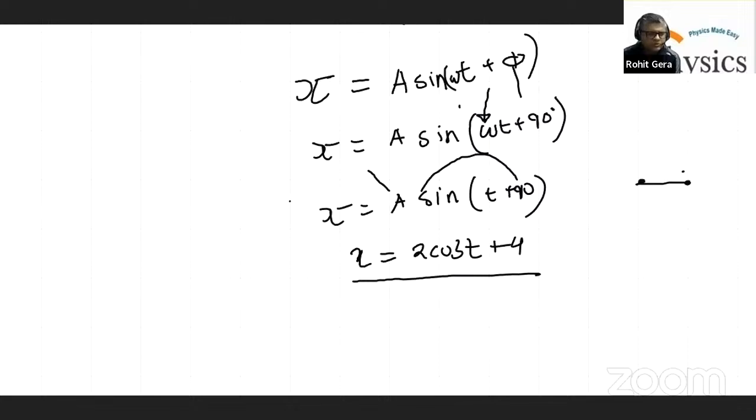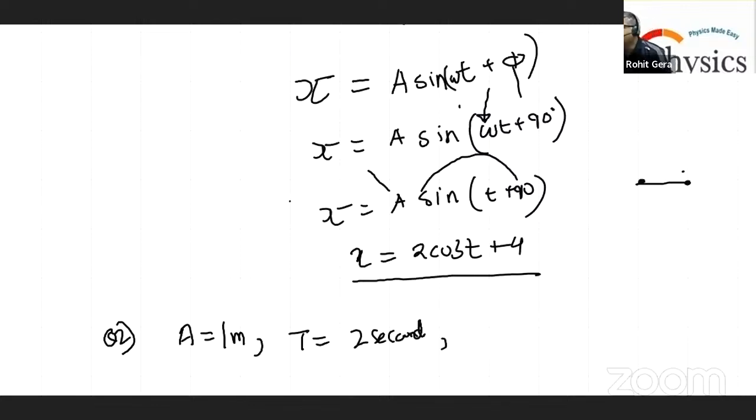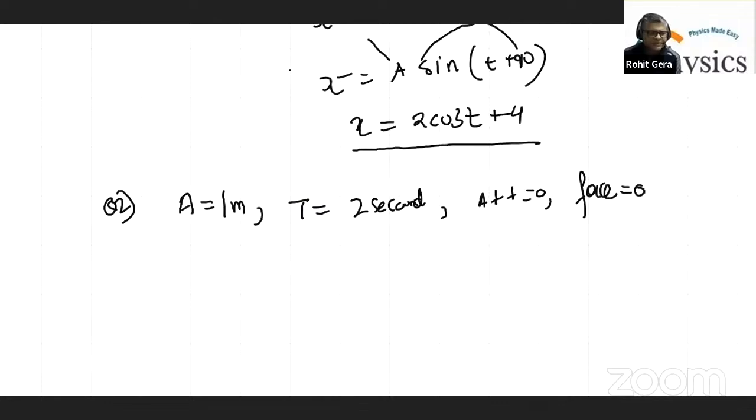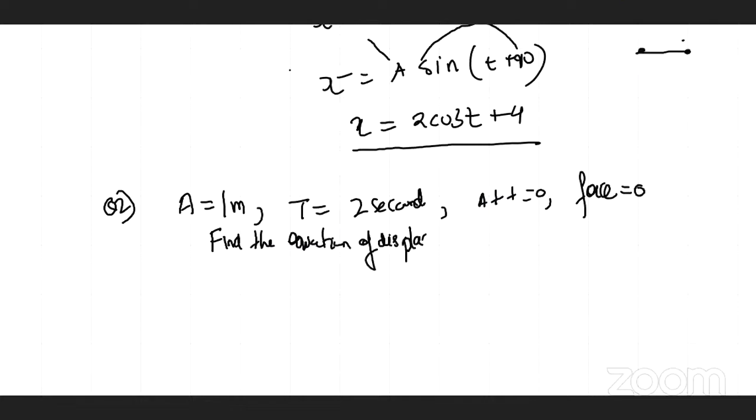Question number 2. There is a body executing SHM with the amplitude given to be 1 meter. Straightforward question. Time period is equal to 2 seconds, and at t equal to 0, the force on the particle is 0. You have to find the equation of displacement.